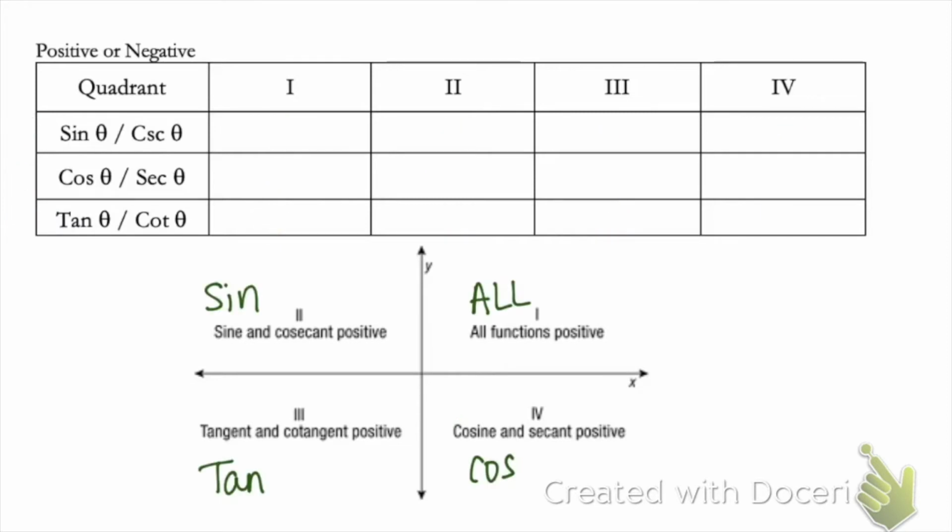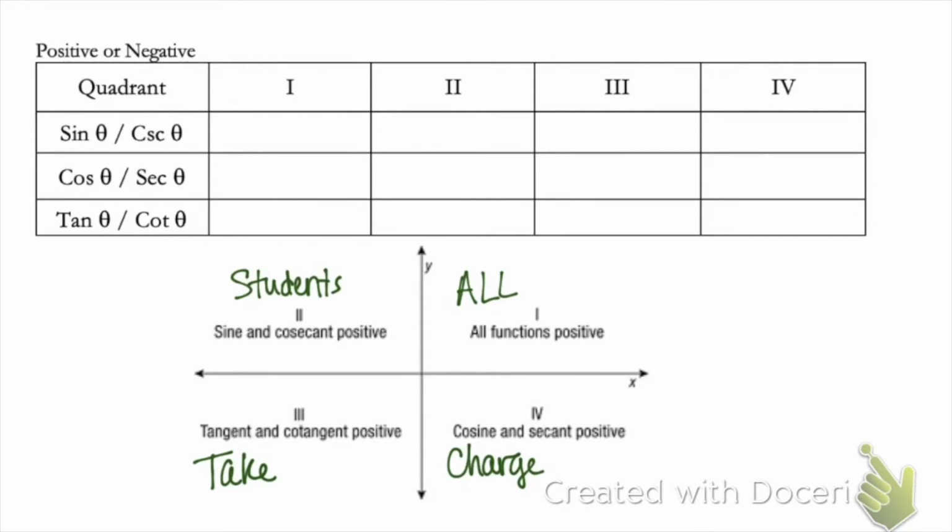This little diagram down here tells you what's positive. In the first quadrant, all functions are positive. Second quadrant, sine is positive. Third quadrant, tangent, and fourth quadrant, cosine. A little way to remember this is the saying, "All students take charge." All students take charge. So it shows you A, S, T, and C, what's positive in which quadrant.